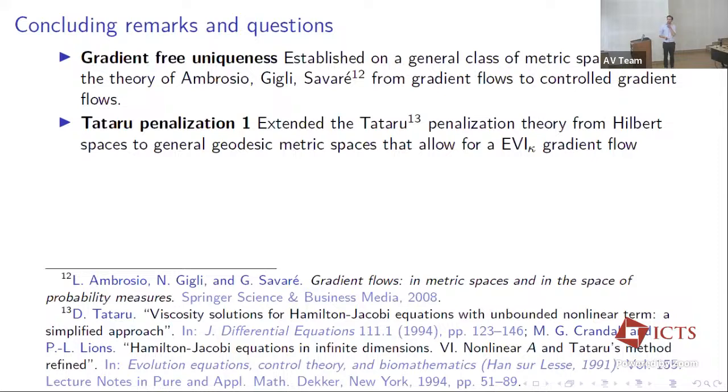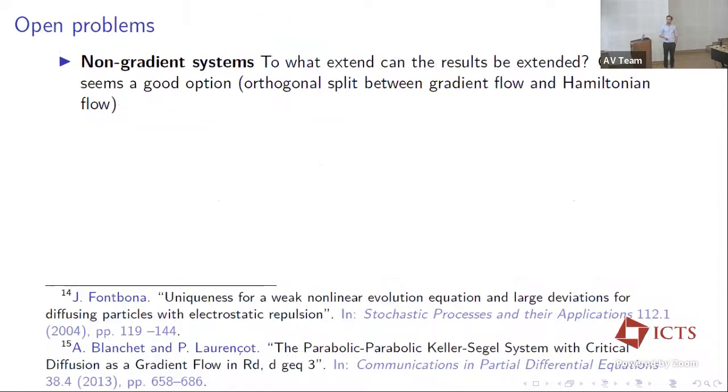So what did we do? I'm going to skip over this. But maybe some open problems. We only work for gradient systems. What if your system is non-gradient? Now, a first candidate is a class of systems called GENERIC. And the idea is that your flow somehow orthogonally splits into a gradient flow and a Hamiltonian flow. And there are some techniques that suggest that you can probably do it there as well. So that's an open problem.